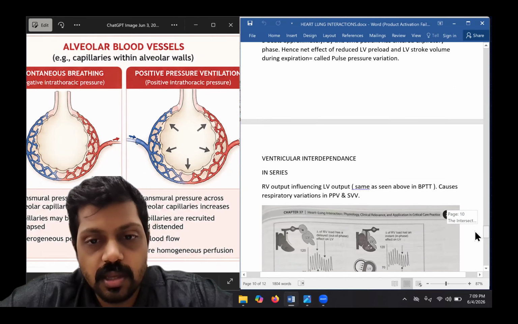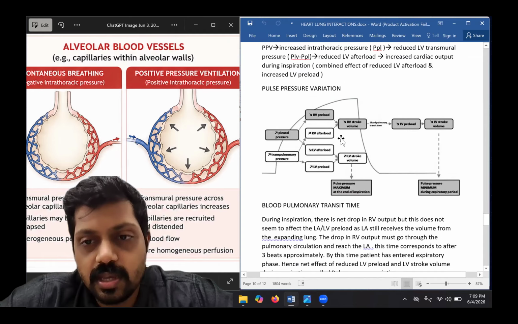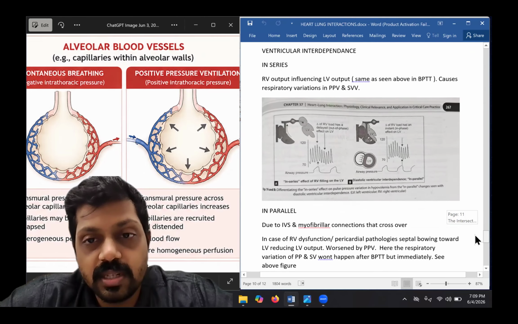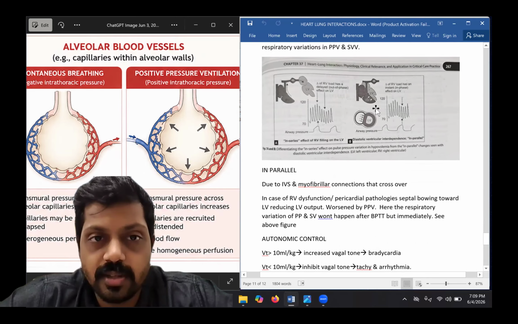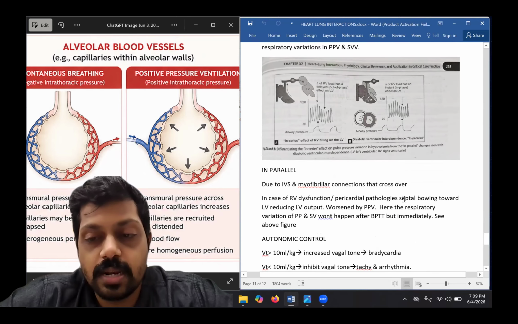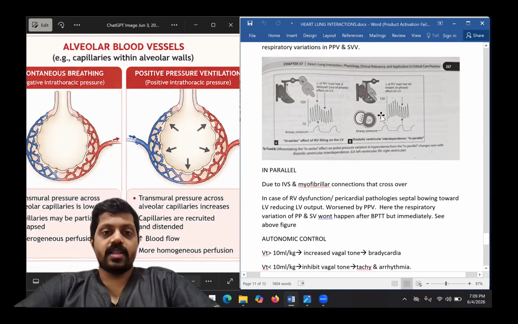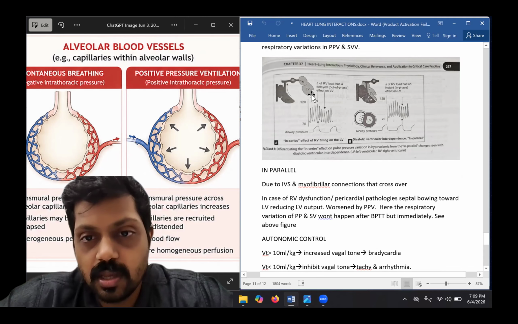Next, we saw ventricular interdependence in series, where RV output influences the LV output in continuity, like a series. There is also something called interdependence in parallel. This is because of the common interventricular septum and myofibrils which they share. In case of RV dysfunction or pericardial pathologies, the septum is shifted towards the LV, reducing its compliance and output. This is worsened by positive pressure ventilation.